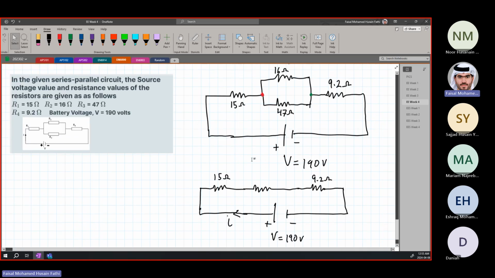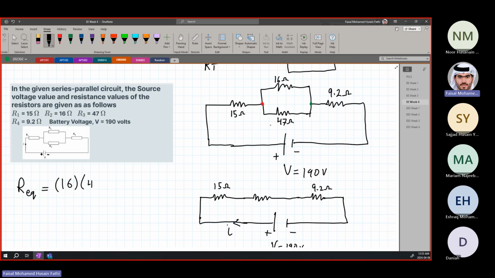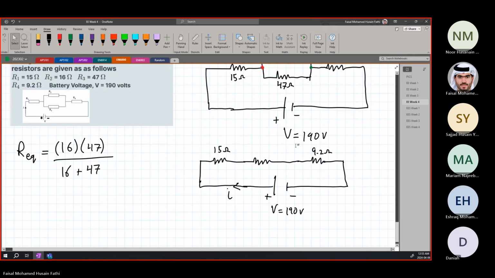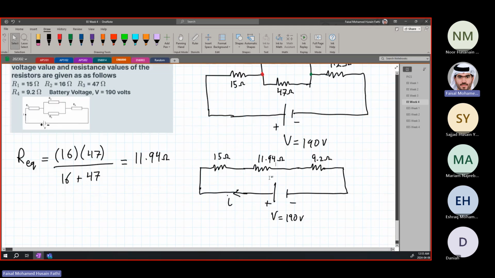And then we want to reduce this. We can simply reduce this into one. They are in parallel. So R, we'll call it R equivalent, equals 16 times 47 divided by 16 plus 47. This is going to give us 11.94 ohms. All right. So this is 11.94 ohms. Again, we simplified these two parallel ones into one.